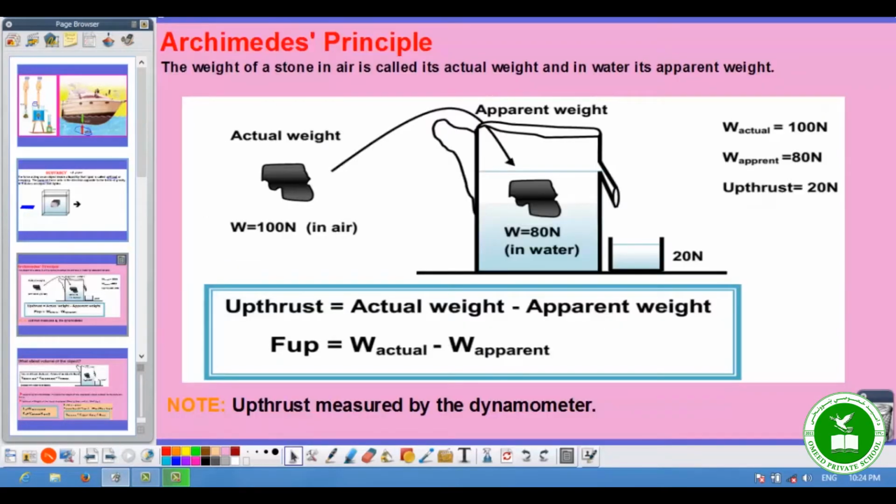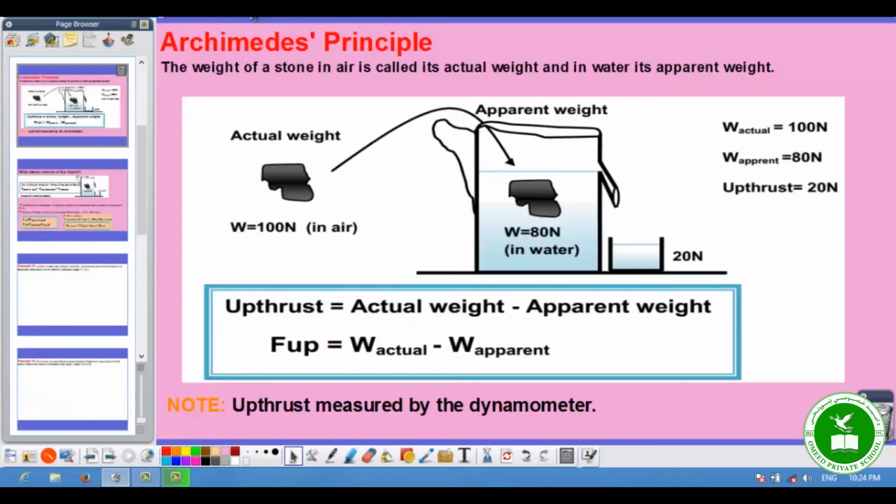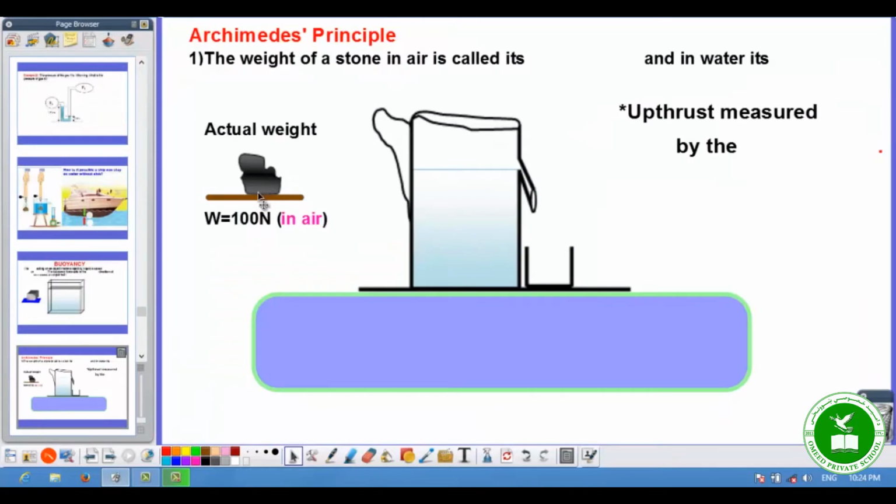Archimedes principle. Archimedes principle gives information about different methods of calculating upthrust force. How can we calculate this upthrust force? If we throw this object, before throwing, its weight is 100 Newton in air. Now let's throw it into the liquid. Now it is 80 Newton in water. Inside water, the weight is 80 Newton, and some of the liquid has displaced here.